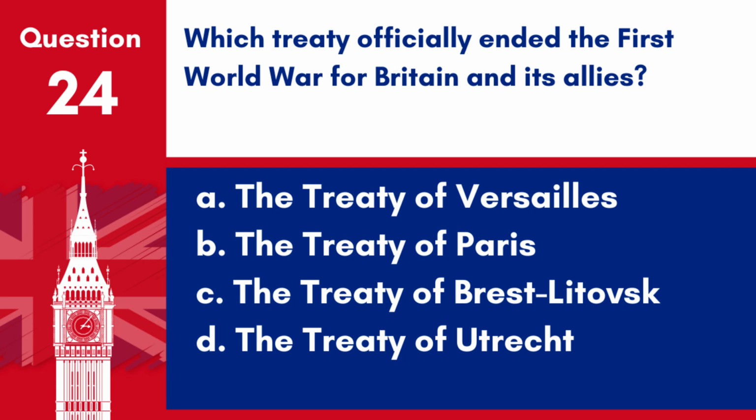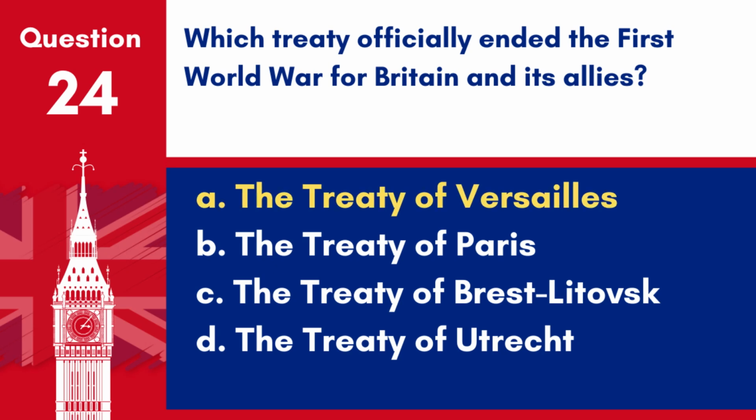Question 24. Which treaty officially ended the First World War for Britain and its allies? A. The Treaty of Versailles. B. The Treaty of Paris. C. The Treaty of Brest-Litovsk. D. The Treaty of Utrecht.